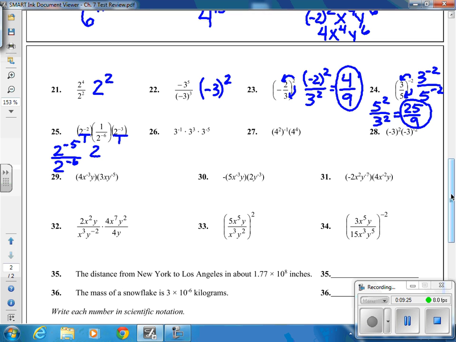So then I've got 2 to the 6th power over 2 to the 5th power. This is a division problem. I have the same base in the problem, so I keep going by subtracting my exponents, and I end up with 2 to the 1st power, or just 2.